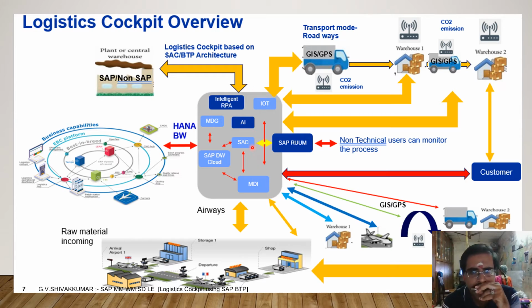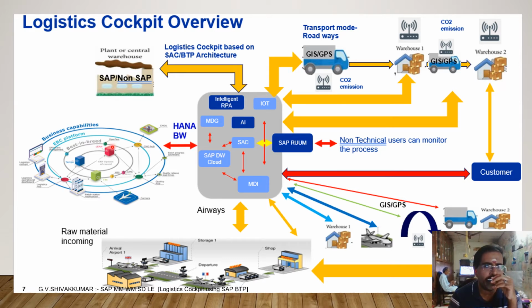We will have SAC as a core mind or central processing unit with analytical capability, and it is integrated with the master data interface, and then intelligent RPA, and then Internet of Things, artificial intelligence. An internal master data pool is there, which is managed by the master data governance. Then we are connecting the existing on-premise or server-based technology with the cloud using either DWC, that is the data warehouse cloud, or through BW4 HANA.